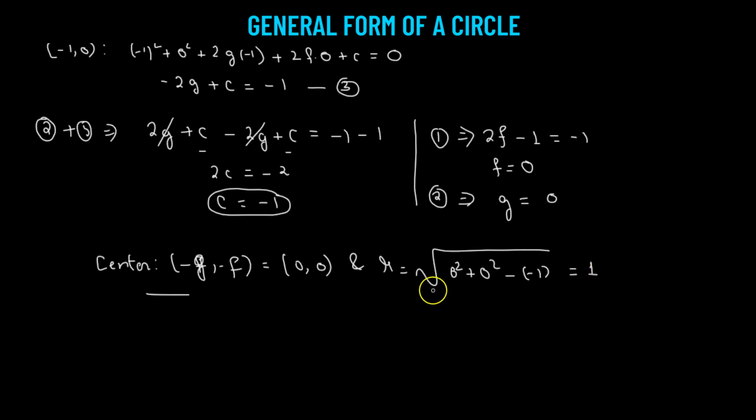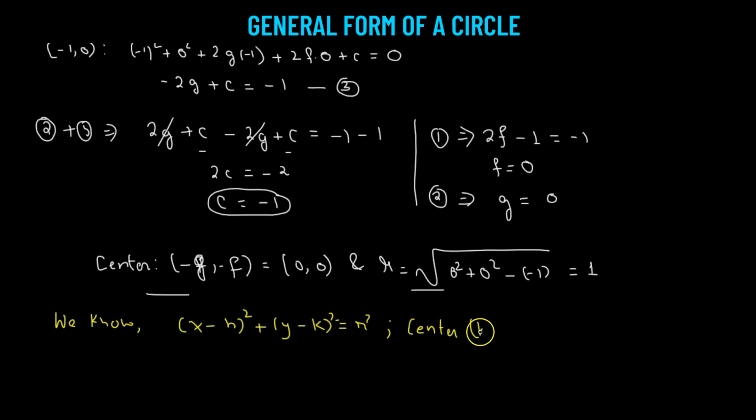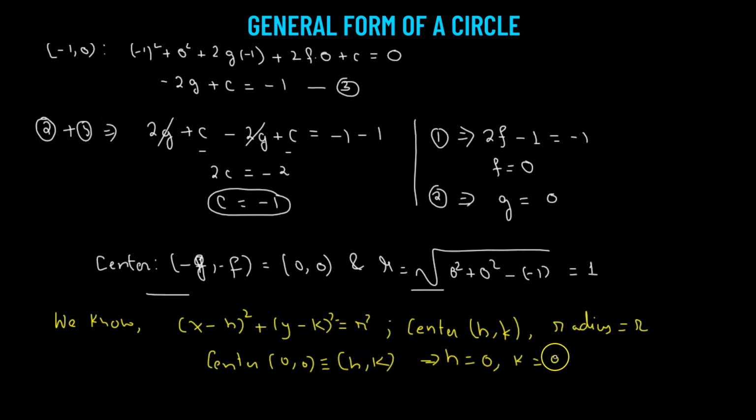Now that we have the center and the radius, we can use the standard form. We know that the standard form of a circle is given by the equation (x minus h) whole squared plus (y minus k) whole squared equals r squared, where the center has the coordinates (h, k) and the radius is r. Our center came out to be (0, 0), which is equivalent to (h, k), which means that h is 0 and k is 0, and the radius r is 1 unit.